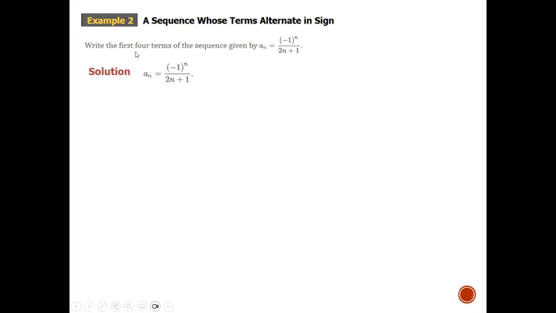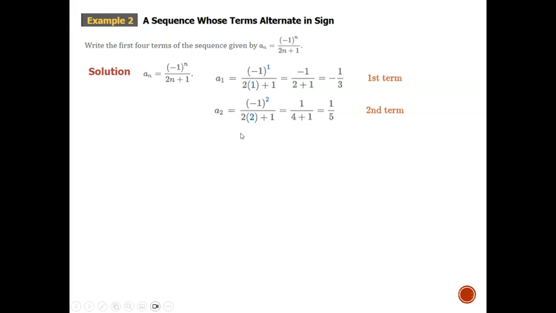Again, here's our equation. We want the first 4 terms. So again, we're going to do like we did before. We're going to plug in numbers 1 through 4 for n and evaluate. So the first one is the first term. N is 1. So you see we plugged in a 1 for n. So -1 to the first over 2 times 1 plus 1. -1 to the first is -1, all over 2 plus 1, -1 over 3. And then we continue this for 2 through 4, right? We plug in a 2, evaluate, -1 squared now is a positive 1. On the bottom, we get 4 plus 1, which is 5.